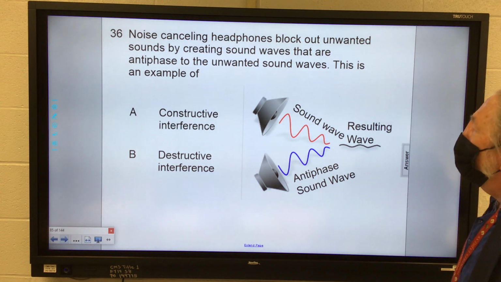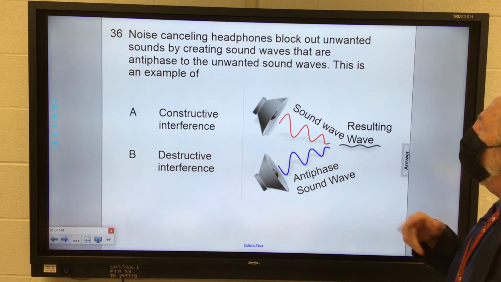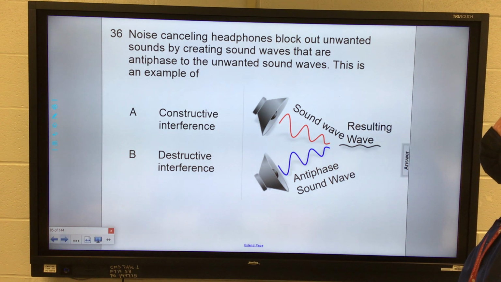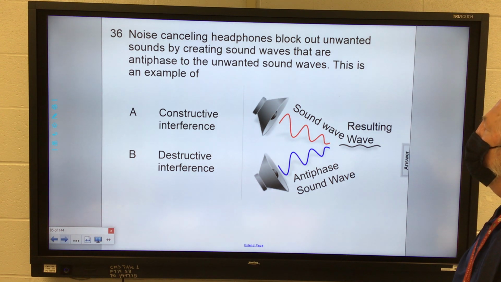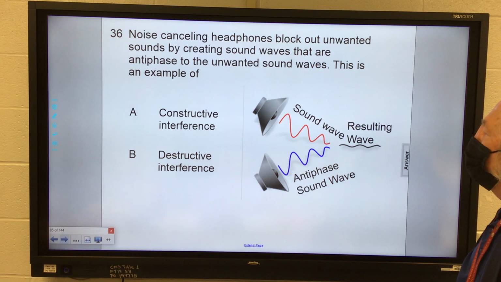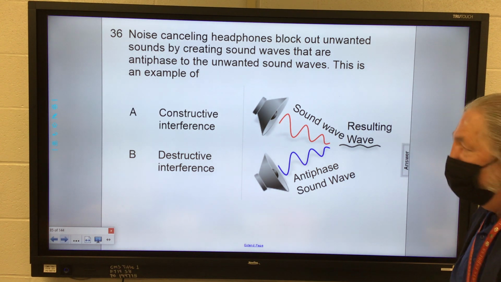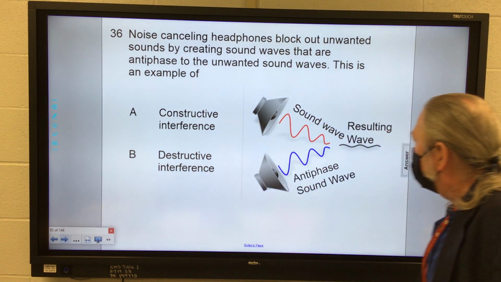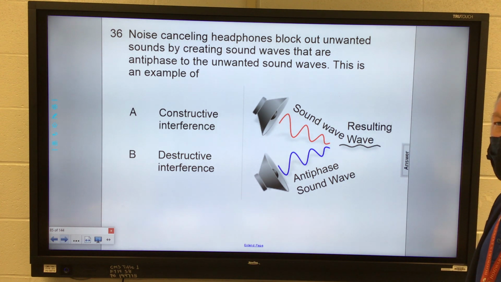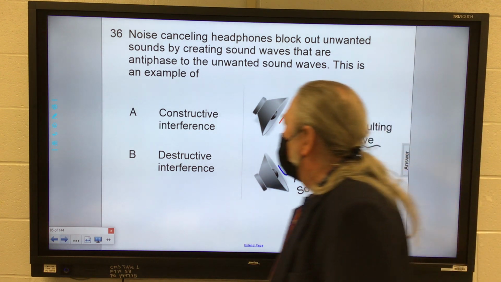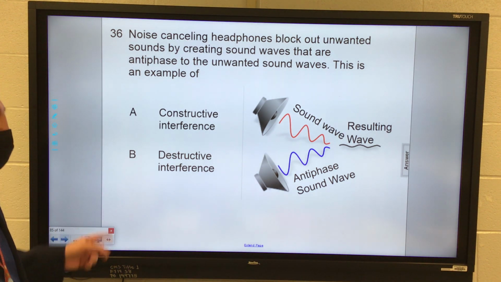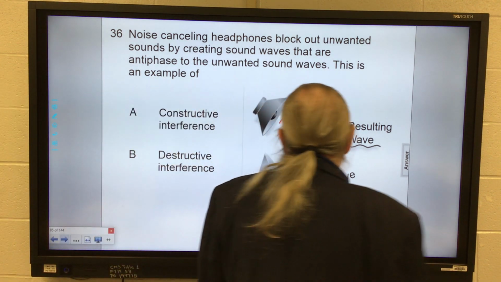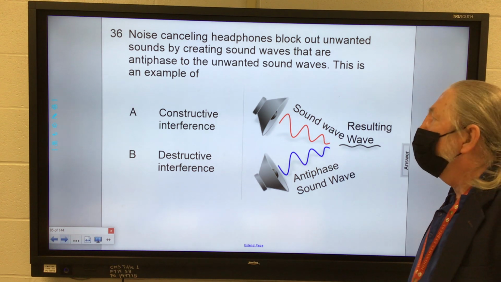Okay, so noise canceling headphones block out unwanted sounds by creating sound waves that are antiphase to the unwanted sound waves, and this is an example of what? So you're gonna block out, or you're gonna cancel out. Would that be constructive or destructive? If you're gonna cancel out something. Mark an answer, A or B. Everybody got an answer? That should be a relatively easy one right here, actually. Everybody got an answer? Okay, here we go.